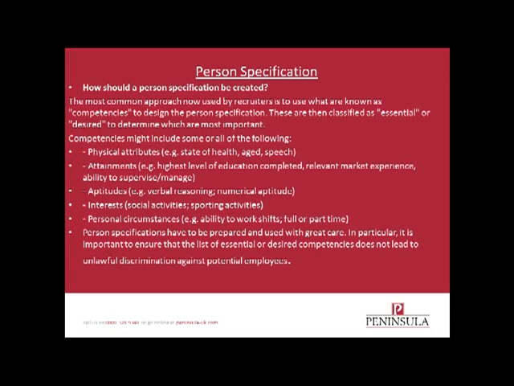So how would you create a person specification? Well, the most common approach now used by recruiters is to use what are important, really. So, attainments, for example: highest level of education completed, relevant market experience, ability to supervise or manage. Aptitudes might be verbal reasoning, numerical aptitude as well.